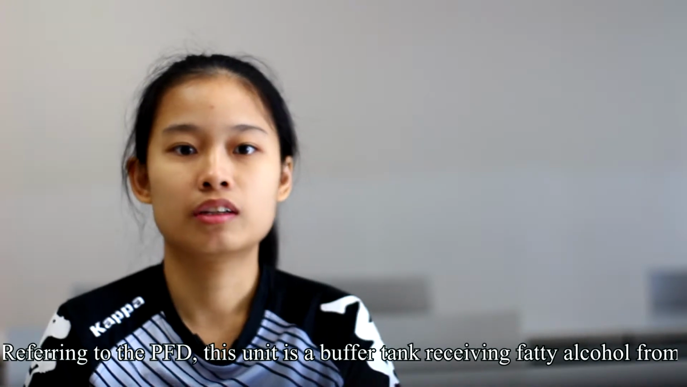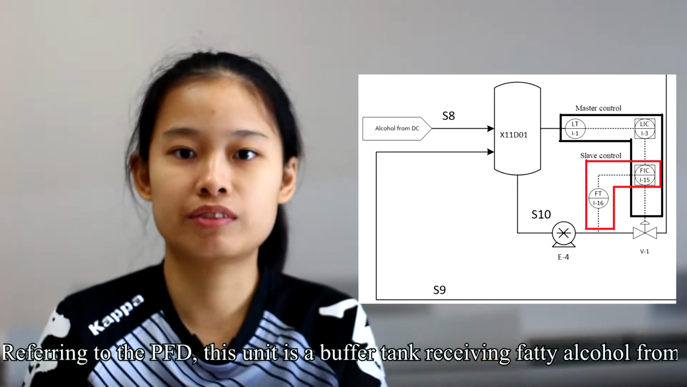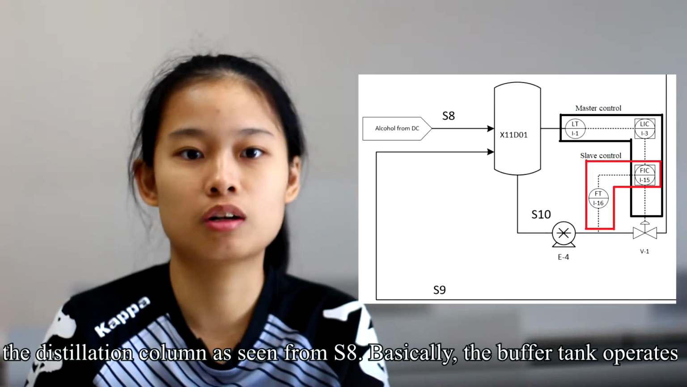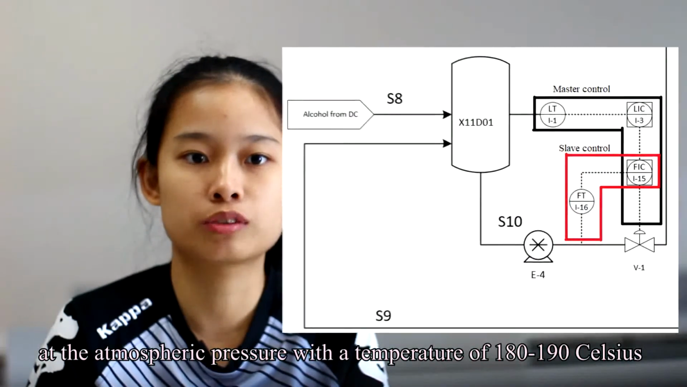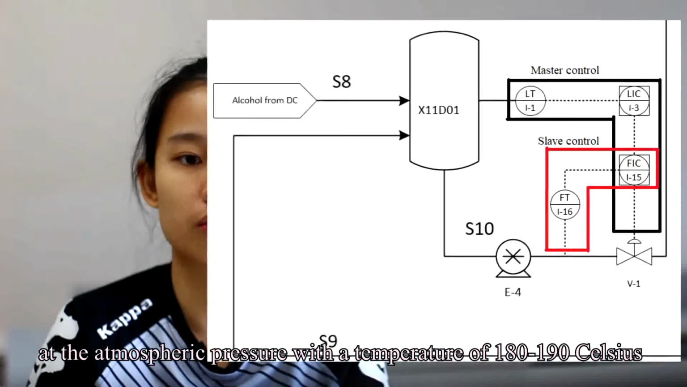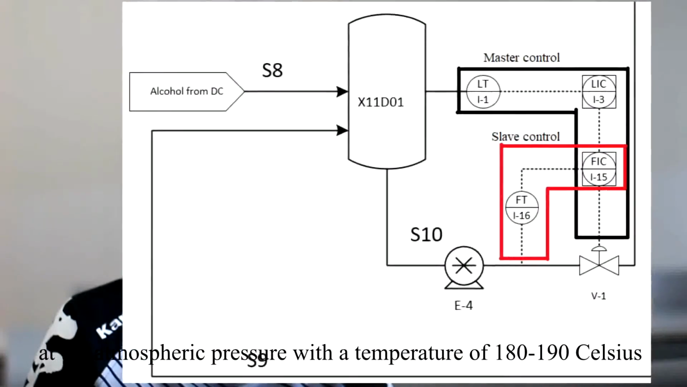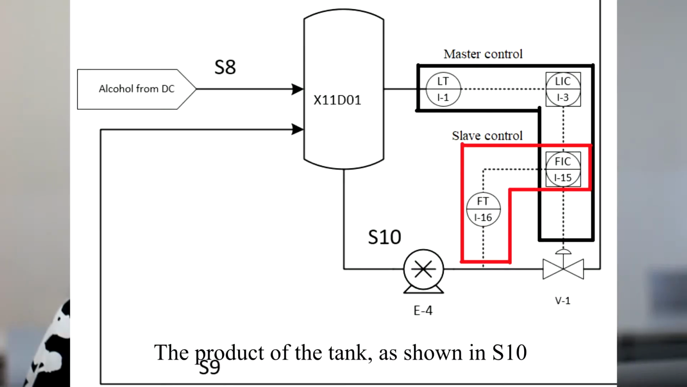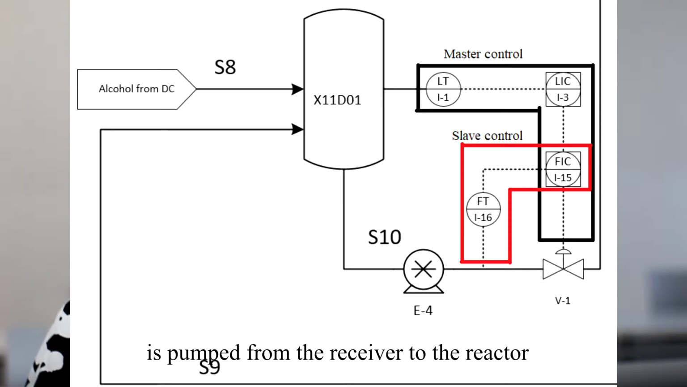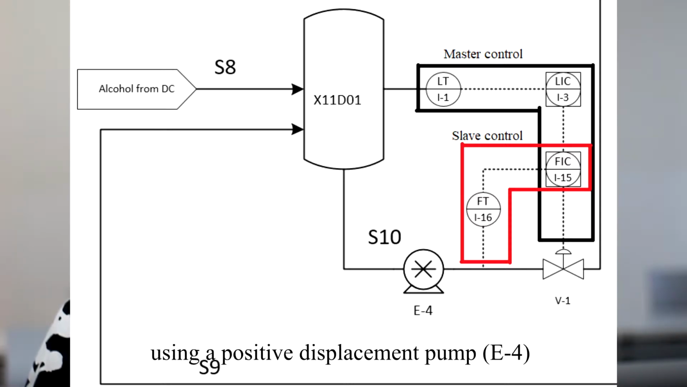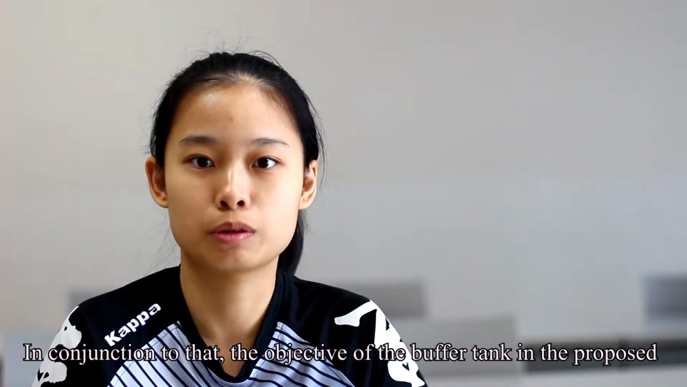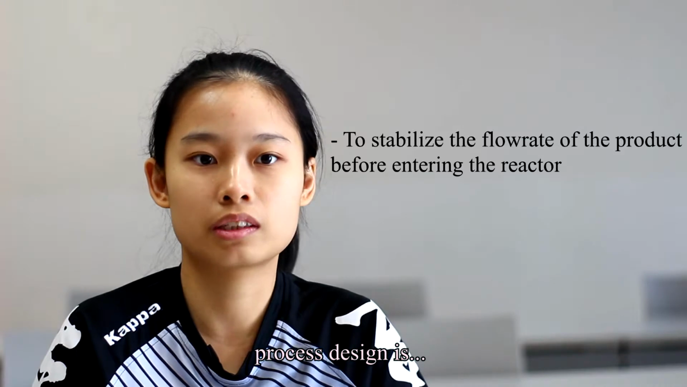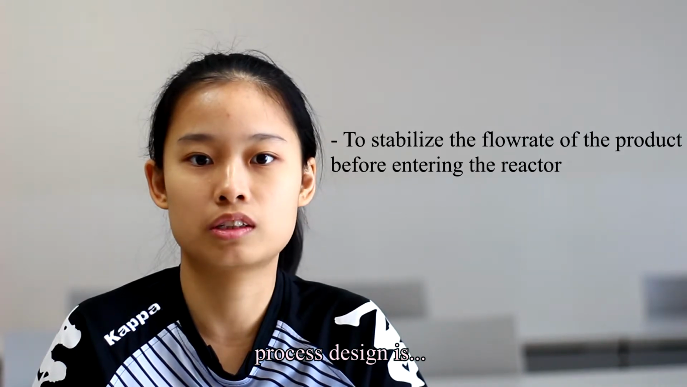Referring to the PFD, this unit is a buffer tank receiving fatty alcohol from the distillation column, as seen from stream 8. Basically, the buffer tank operates at atmospheric pressure with a temperature range of 180 to 190 degrees Celsius. The product of the tank, as shown in stream 9, is pumped from the receiver to the reactor using a positive displacement pump. In conjunction with that, the objective of the buffer tank in the proposed process design is to stabilize the flow rate of the product before entering the reactor.